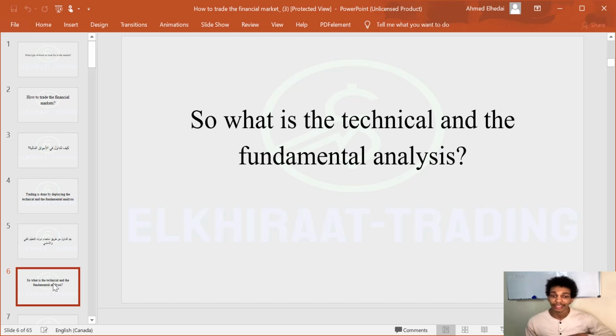The technical analysis is anything that has to do with reading the trading chart for the purpose of identifying the market trend. And in the market, we have three types of trends: either uptrend when the price is going up, or downtrend when the price is going down, or sideways trend when the price is ranging within a very tight range, so it's not going up or going down.